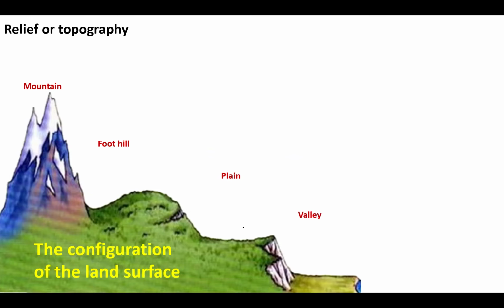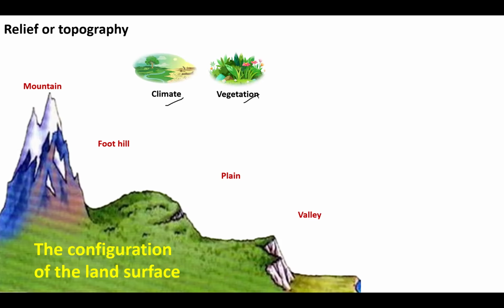How each and every landform will influence soil development. We have to remember one thing: relief is a genetic factor, and it is also a passive soil forming factor. Now let us see how it forms. In this, we can see that relief highly influences what type of climate and what type of vegetation should be there.